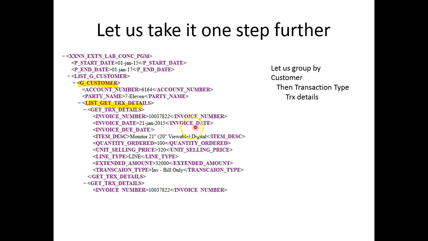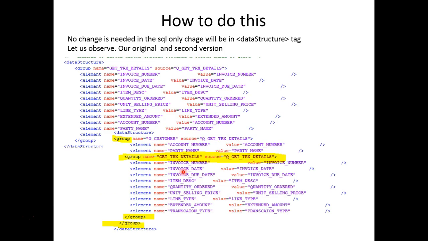So we're going to group it by customer followed by the transaction details. We are not going to change anything in the SQL. Our data structure looked like something like this. Then the next run we changed the grouping. So we have a new group called G_customer followed by G_trx_details.